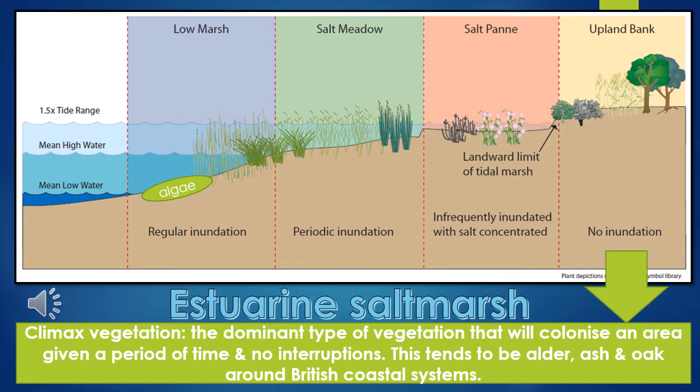Now that has another effect as well, in that the area gets slightly more fertile because it's got the biological material from the grasses and the algae that's built up over time. So as we go from the low marsh to the salt meadow, the mud gets deeper, it gets more fertile, and as a result more plants, a wider range of plants, can live there.